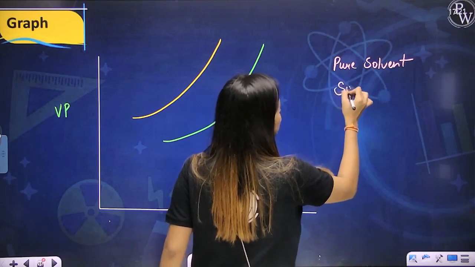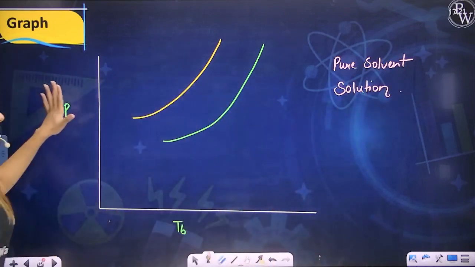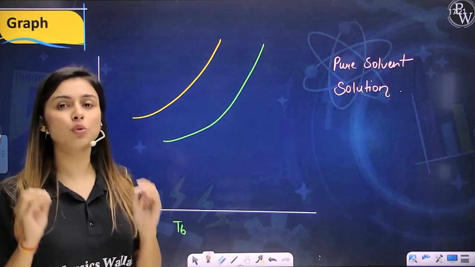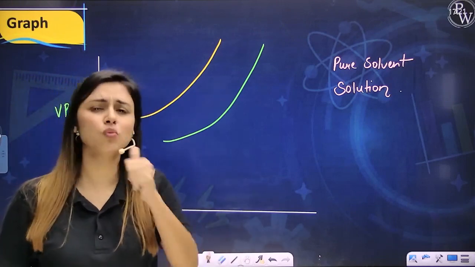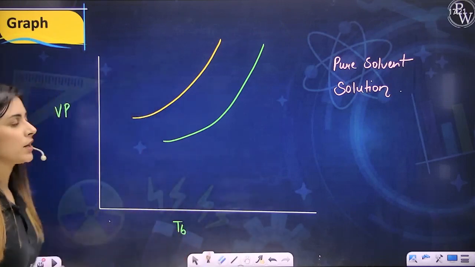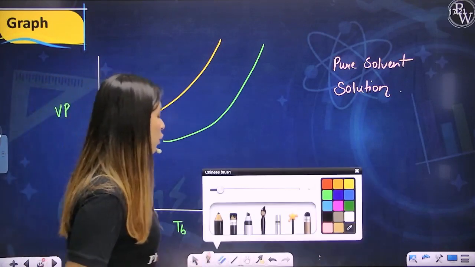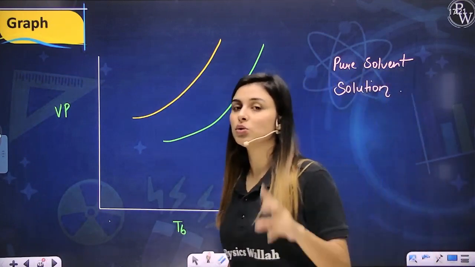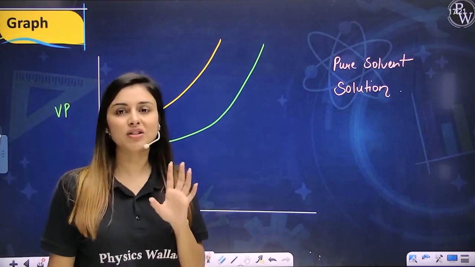Just by seeing this graph, you have to tell me which line is your pure solvent and which line is your solution. Pause the video, try yourself. It is the most amazing part. Pause the video and try it yourself. Okay, I hope you've paused the video and tried this question, because now I'm going to tell you two different ways you can solve this. Very easy, my dear students.